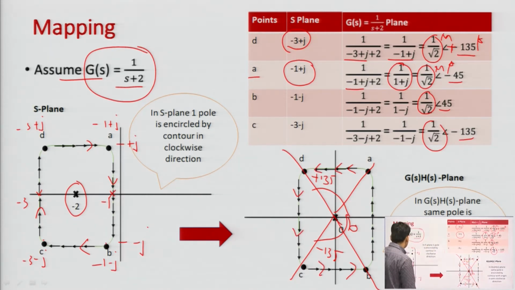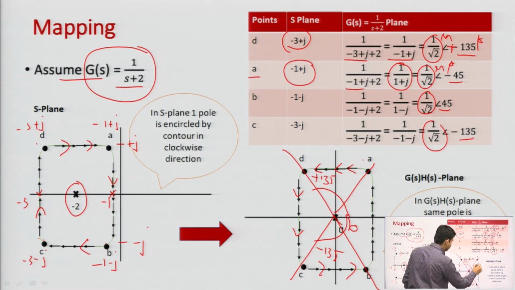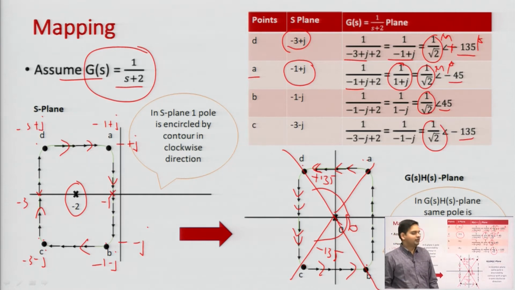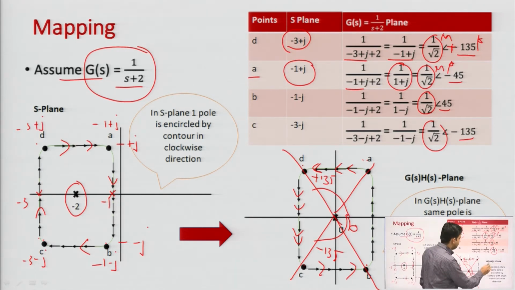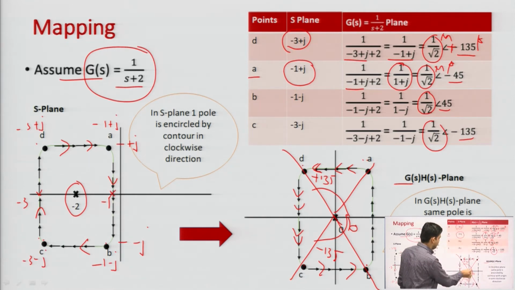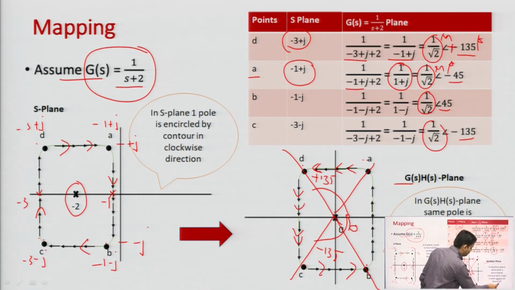If I plot these points again, we are moving A, B, C, D in the clockwise direction here, and in the GS plane first A is here, then we move to D, then towards C, then B. It means we are moving in the anti-clockwise direction. So one concept we get here: if one pole is enclosed or encircled by a closed loop in the clockwise direction, then in the GS plane the same pole will lie at the origin and it will be enclosed by the curve in the anti-clockwise direction.